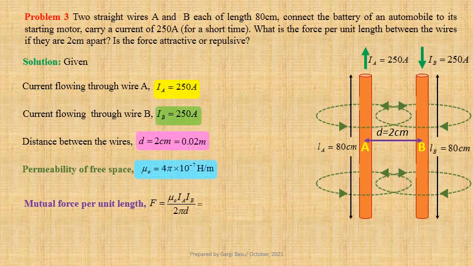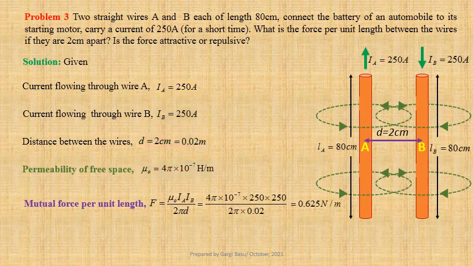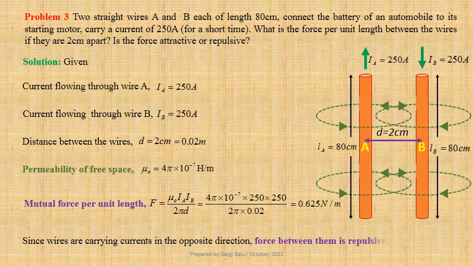Using values we get 4 pi into 10 to the power minus 7 into 250 into 250 divided by 2 pi into 0.02. That gives us 0.625 Newton per meter. Since the wires are carrying current in the opposite direction, the directions of the two magnetic fields are the same in the space between the wires. Therefore, force between them is repulsive.